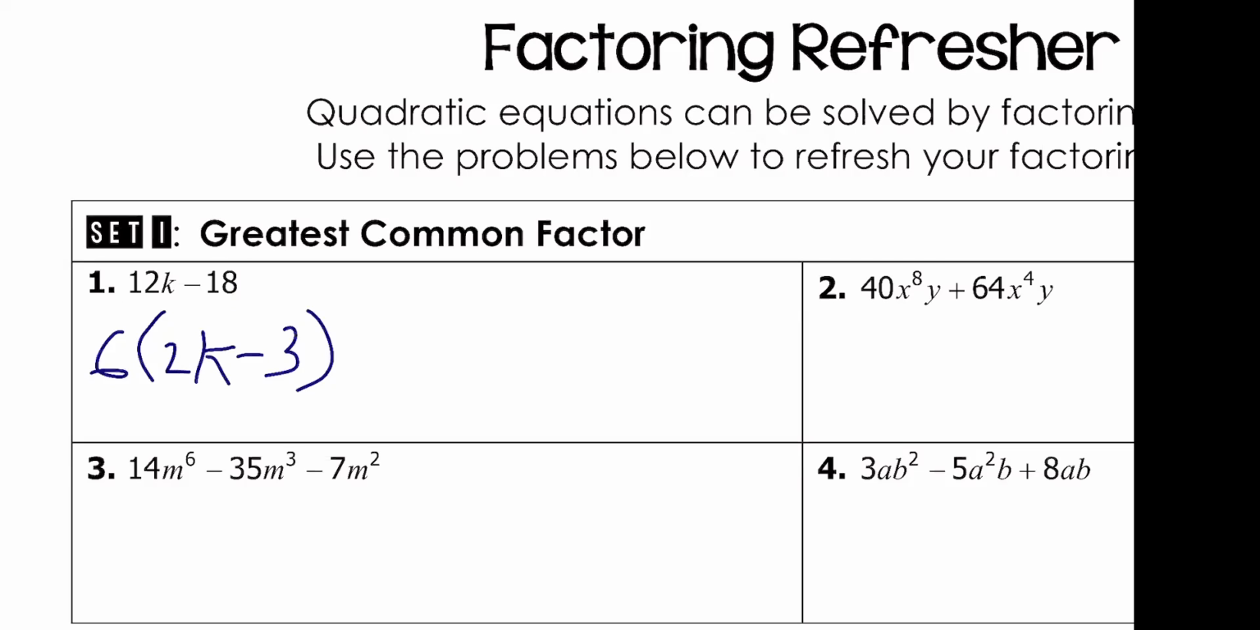You could always check: if you distributed that 6, you would get back to where you started. And one thing you might want to do, especially if you're not super confident, is double check: is there anything I could pull out from a 2 and a 3? Well, no, because those are prime numbers. The only thing that divides into 2 or 3 is 1 and itself. So there's nothing else I could pull out, and this would be our simplified form.